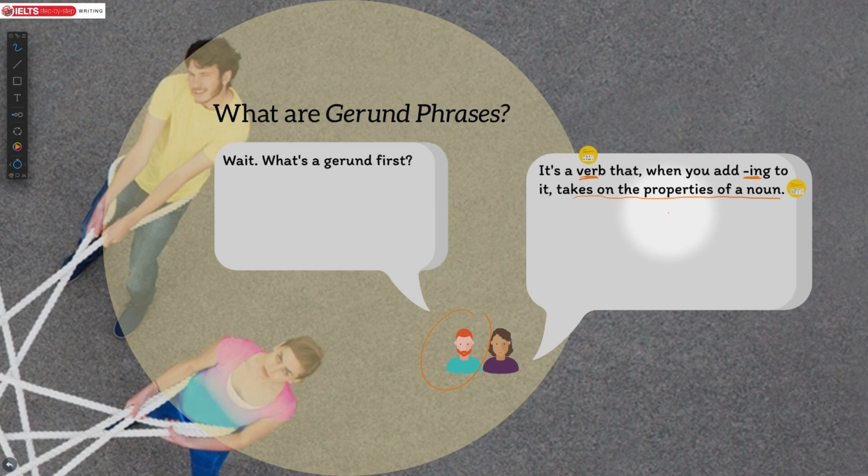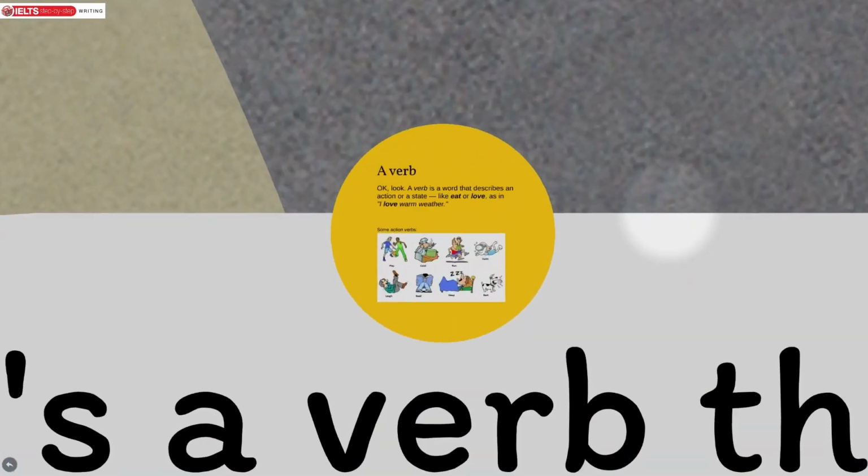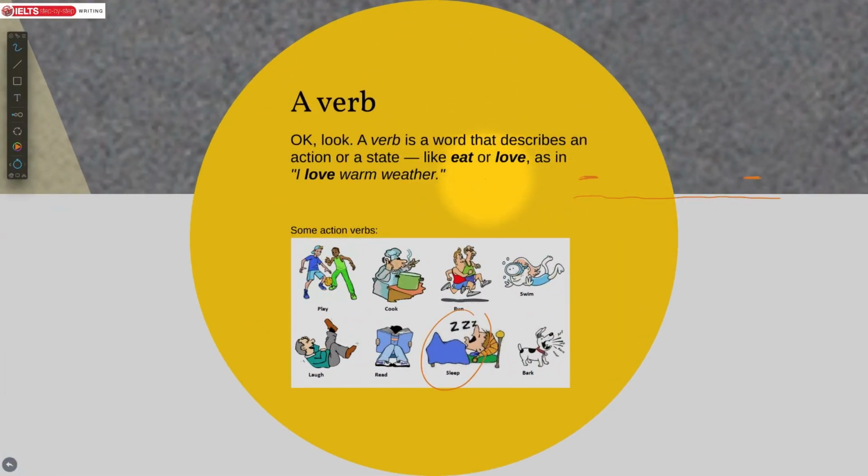Now, some of you might go, oh, okay, wait, we need to go back a bit. What's a verb and what's a noun? So let's just quickly look at that. A verb is a word that describes an action or a state. So an example could be eat, or play, cook, run, swim, laugh. All of these are action verbs. Or a state, a verb that describes a state, like love. I love warm weather. The state of my emotion at this moment is enjoyment of warm weather.